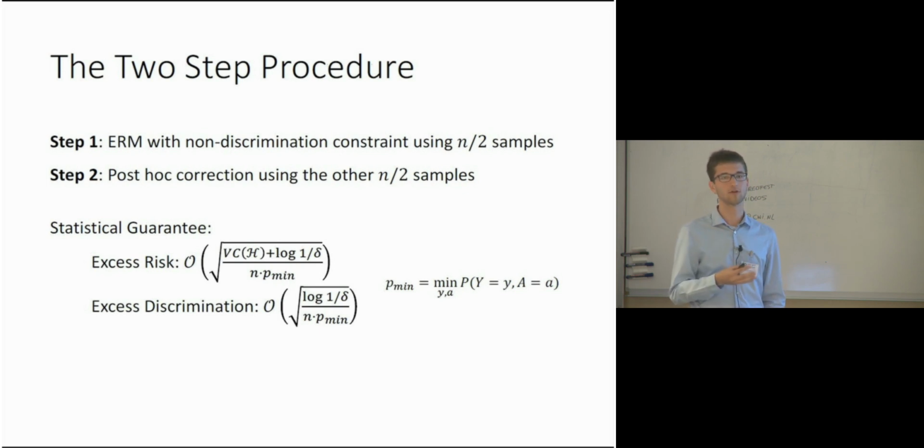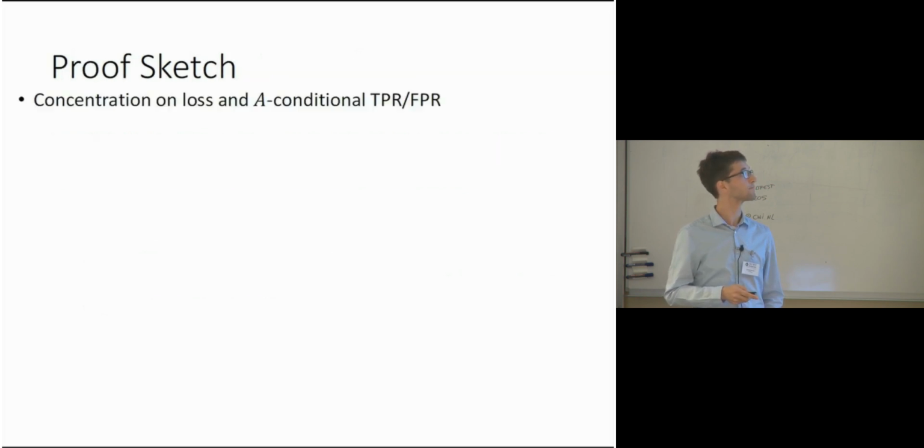We also can show a lower bound, which shows that this dependence on P min is necessary. Essentially, the reason this is true is that in order to get non-discrimination, we need these true positive rates to match for different values of A, and also the false positive rates, which means we need generalization on all of the combinations of Y and A. So we need samples that scale with the smallest probability of those.